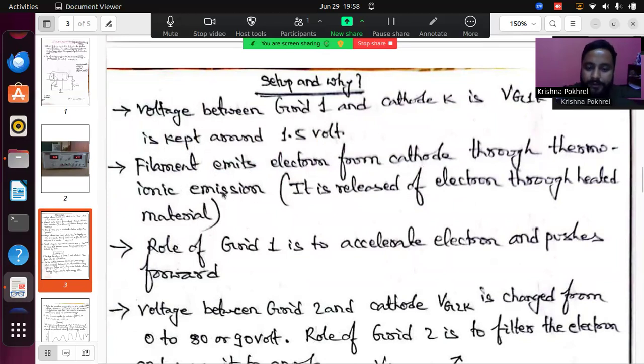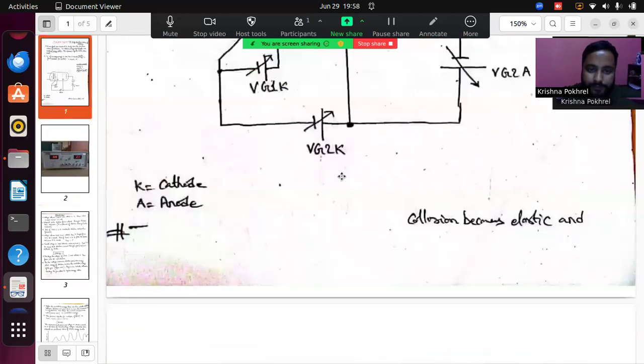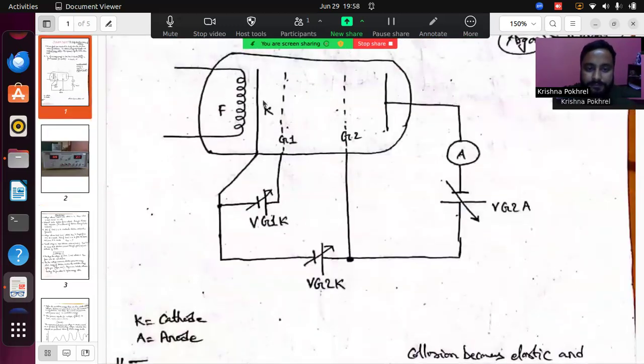Another point: the filament emits electrons from the cathode through thermionic emission. What do you mean by thermionic emission? It is the release of electrons from a heated material. Due to the heat, electrons get released. That is called thermionic emission. Thermo means heat. What happens is this filament heats the cathode, the cathode becomes very hot, and electrons will be ejected from here.